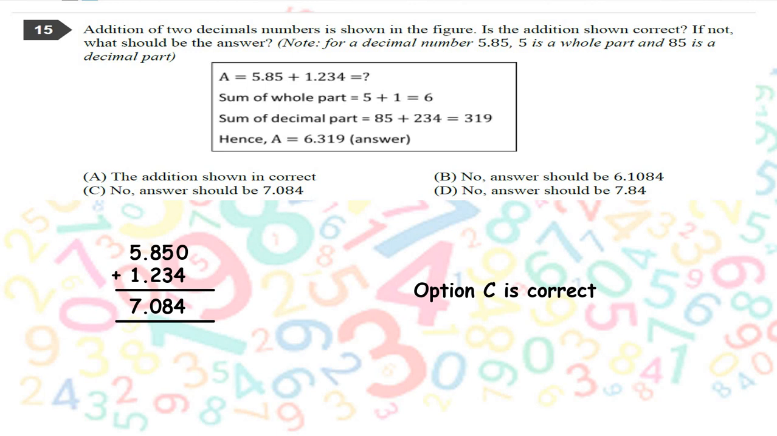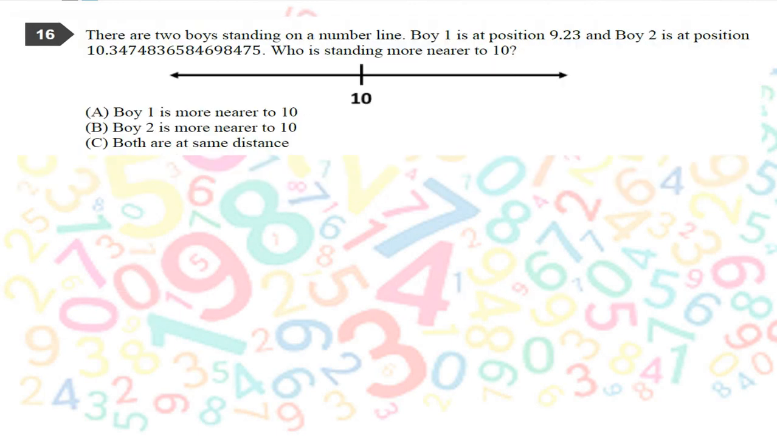Okay, next question. There are two boys standing on a number line. Boy 1 is at position 9.23 and boy 2 is at position 10.3474836584698475. Who is standing nearer to 10? So students, we know very well, to find who is standing nearer to 10, we will subtract 10 from both the numbers, or we will find the difference of both the numbers from 10.